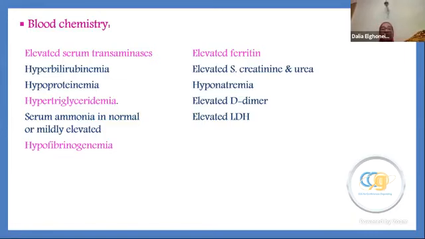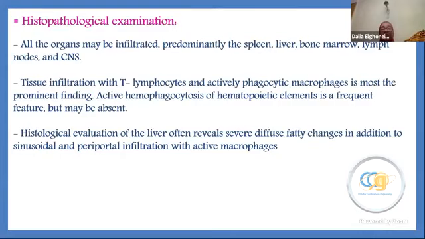On histopathological examination, virtually every organ can be infiltrated, but very commonly the bone marrow and the lymph nodes are accessed. We will see tissue infiltration with T lymphocytes and actively phagocytic macrophages, and we can see hemophagocytosis, but absence of hemophagocytosis does not exclude the disease. On histological evaluation of the liver, because of macrophage activation syndrome, there are severe diffuse fatty changes in addition to infiltration with active macrophages in the sinusoidal and periportal areas.